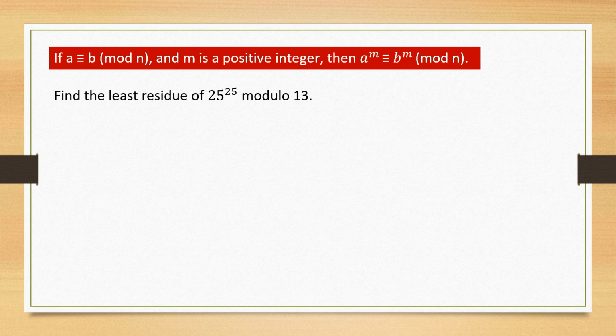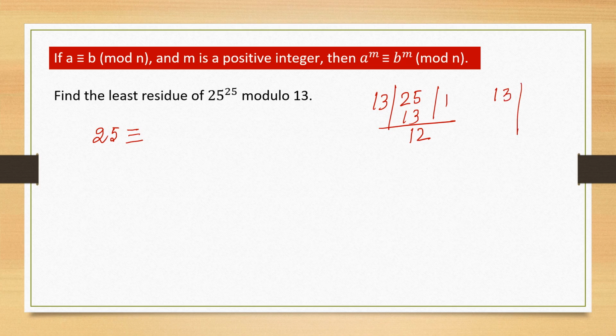25 raised to the 25 modulo 13. We have to find the least residue. Now coming to 25, it is congruent to... I cannot write 25 divided by 13 as quotient 1 and remainder 12, because if I take 12 as the residue, that means 12 to the power 25 I have to find out. So what I'll do, I'll write 13 times 2 is 26 and the remainder is negative 1.